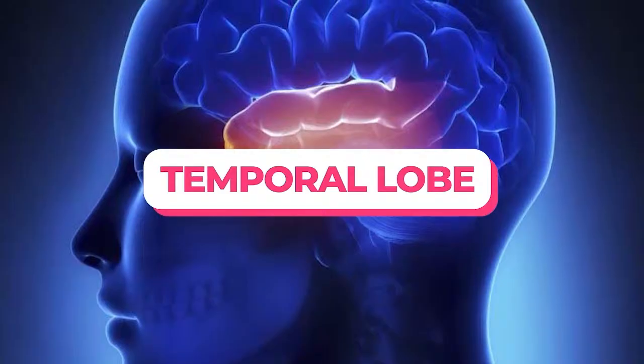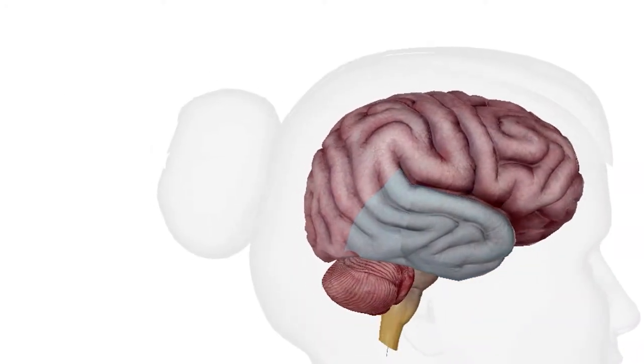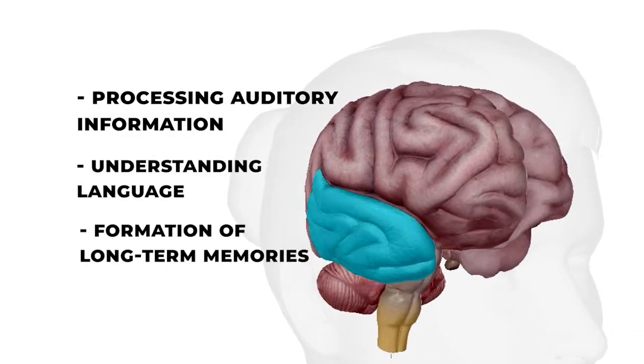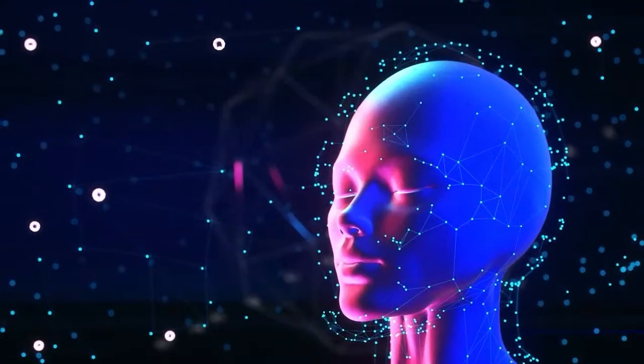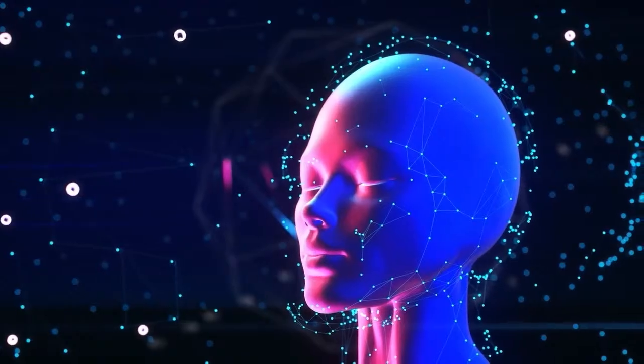Temporal lobe. Found on the sides of the brain, near the ears, it's associated with processing auditory information, understanding language and the formation of long-term memories. It also has roles in recognizing faces and processing emotional responses.